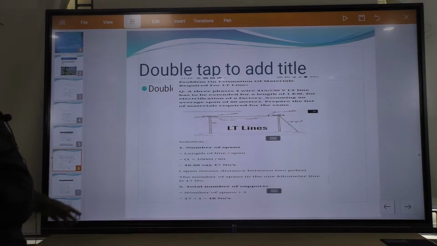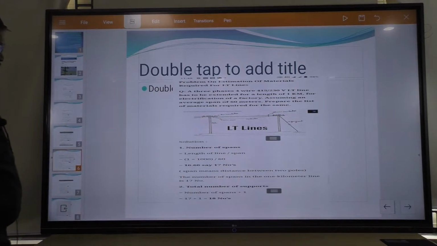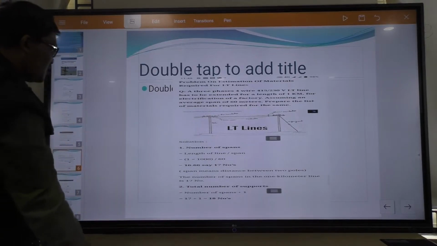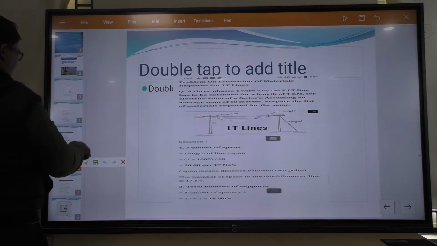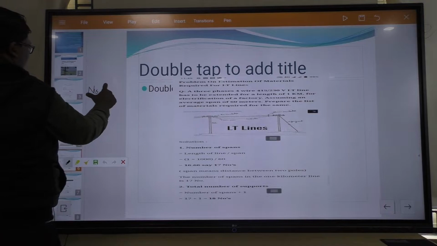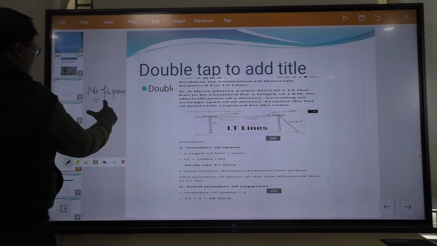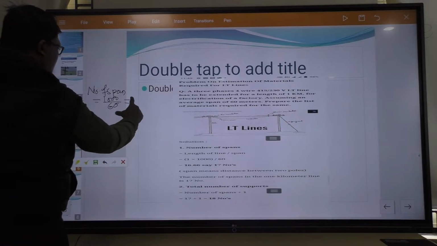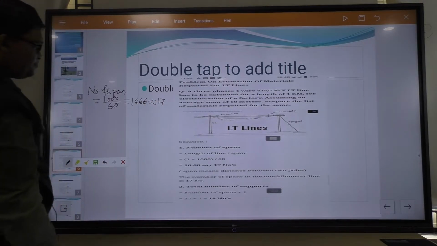This LT line. So what we have discussed in the theory: the length is 1000 meter, span is 60. So the number of span will be 1000 by 60, it will come 16.66. So you will take it as 17.